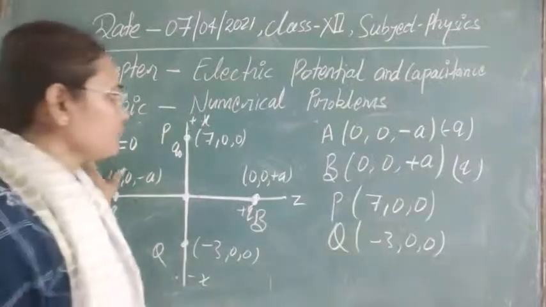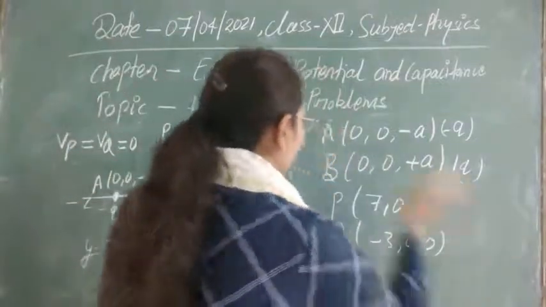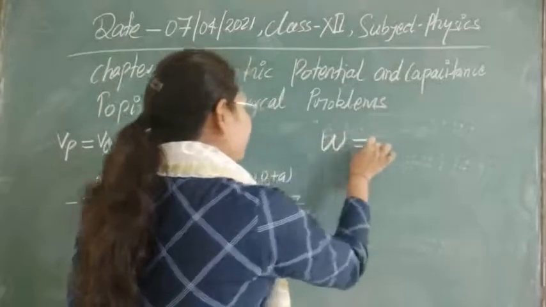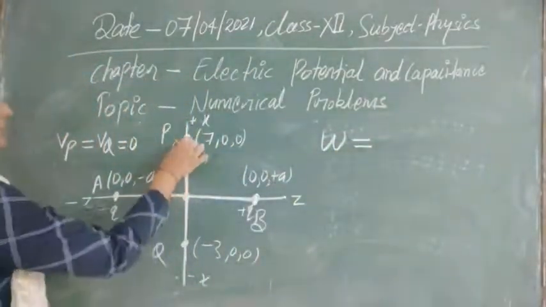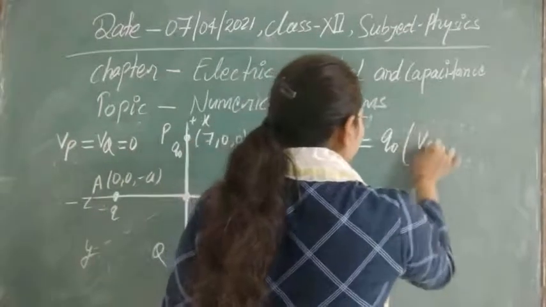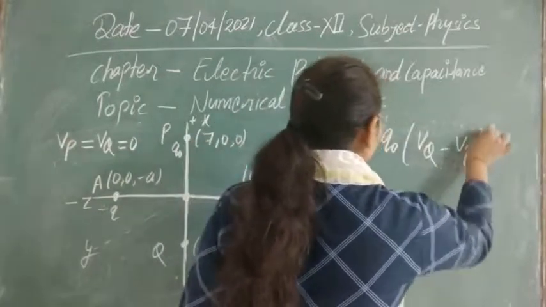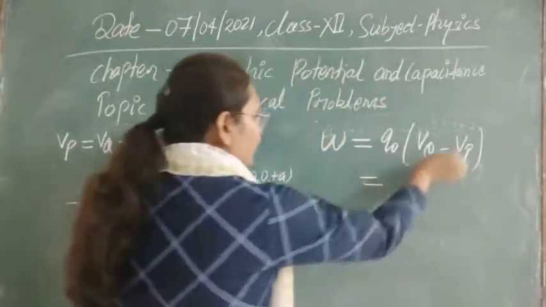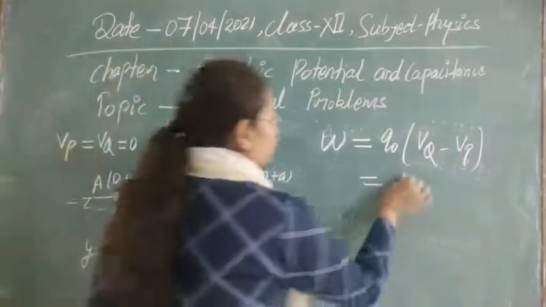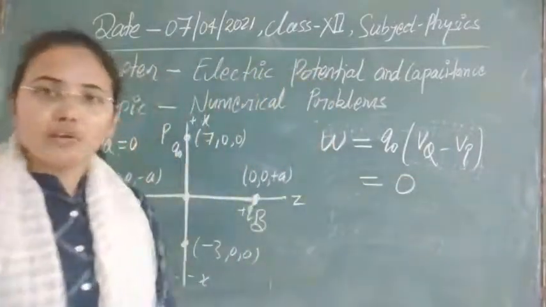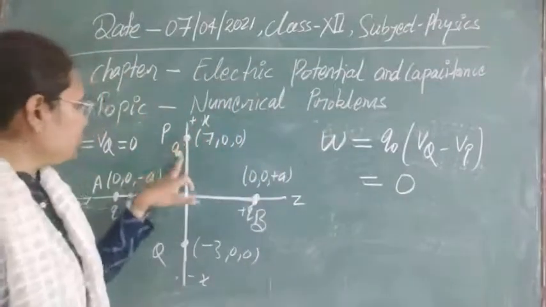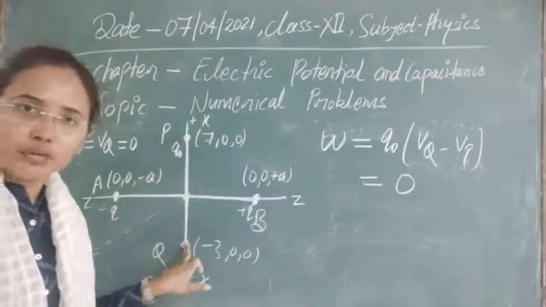So if it is equal to 0, then if we calculate the work done in moving this charge Q0 from P to Q, this is given by Q0 times (Vq minus Vp), the change in potential. As these potentials have equal values, that is 0, obviously this will be equal to 0. It means no work is done whenever we move any charge along this equatorial axis.